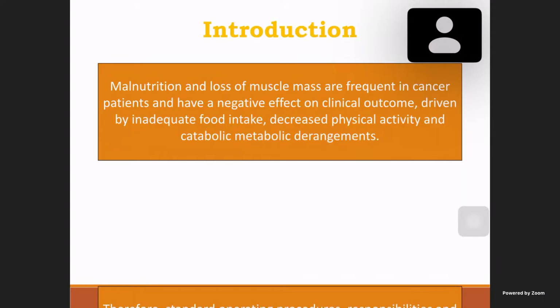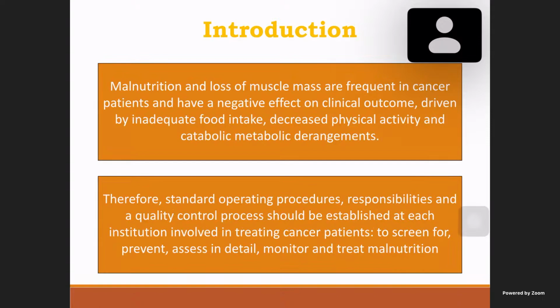It's very important. Malnutrition and loss of muscle mass are frequent in cancer patients and have a negative effect on clinical outcome, driven by inadequate food intake, decreased physical activity, and catabolic metabolic derangements. Therefore, we need standard procedures and responsibilities and a good quality control process established at each institution involved in giving cancer care.